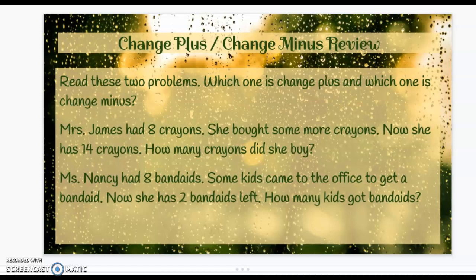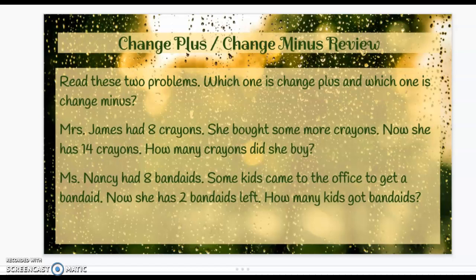I'm visualizing Mrs. James in my mind, and I'm seeing her with 8 crayons. She bought some more, and now she has 14. So at the end of the story, she has more crayons than she started with because she got some more. That's a change plus problem, even though the story doesn't tell us how many more she got.